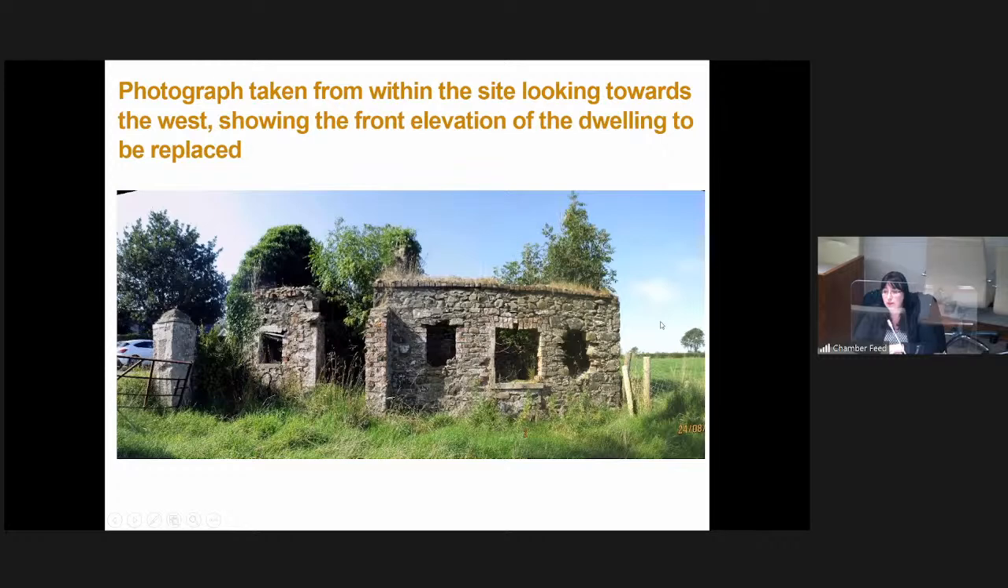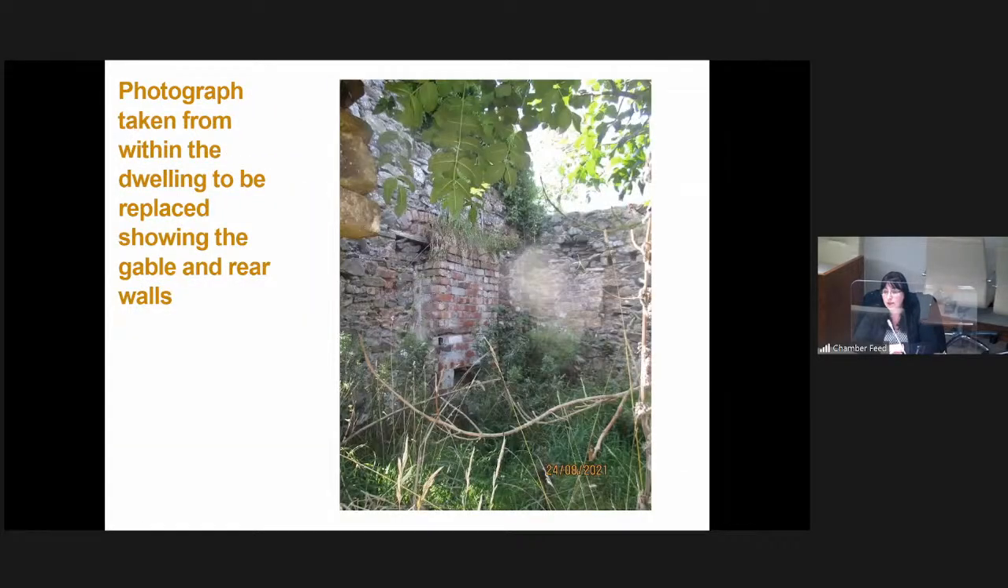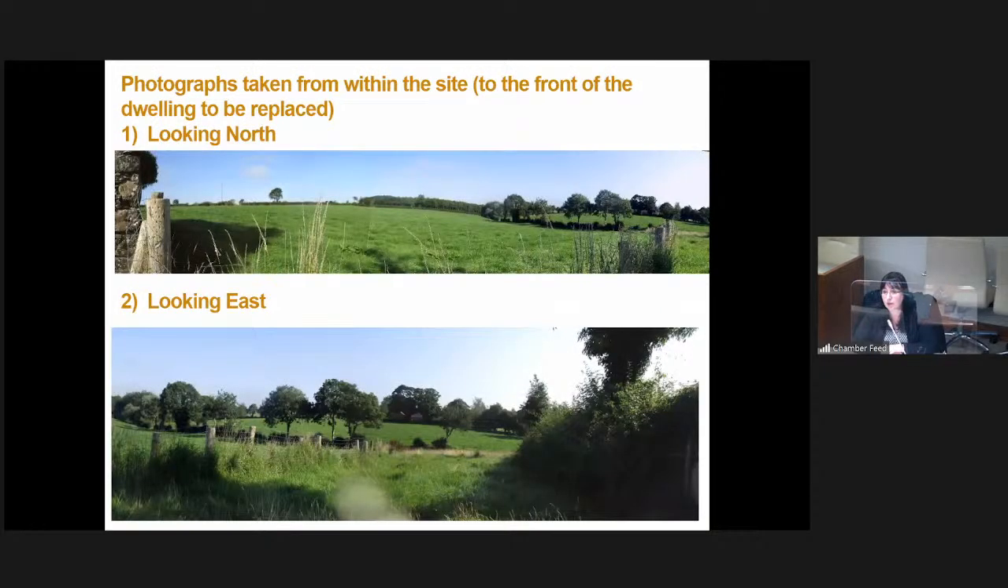So that's taken from within the site, looking at the front elevation. Next slide. That's taken from just through one of the windows. You can see the rear elevation there and the remains of what has been a chimney breast at one time. Next slide, please. So these photographs are taken from within the site, just to the front of the dwelling to be replaced. The top one's looking north into what's going to be the rear of the site, and the bottom one's looking east back down the remainder of the site.